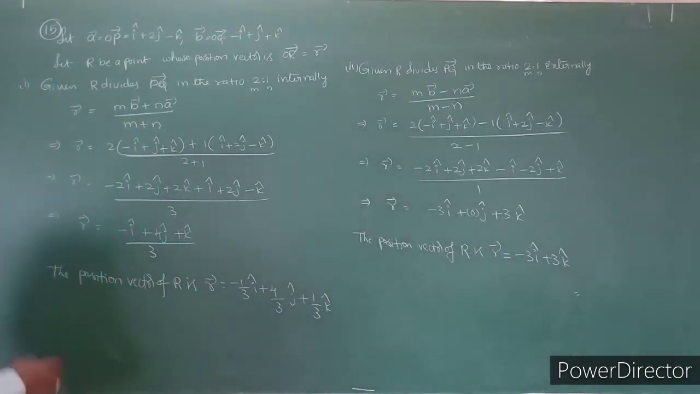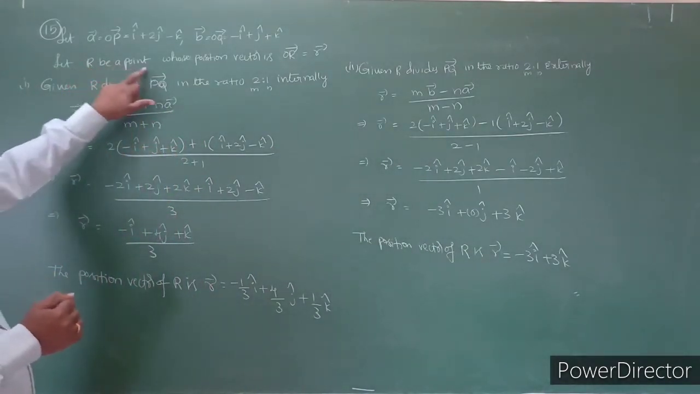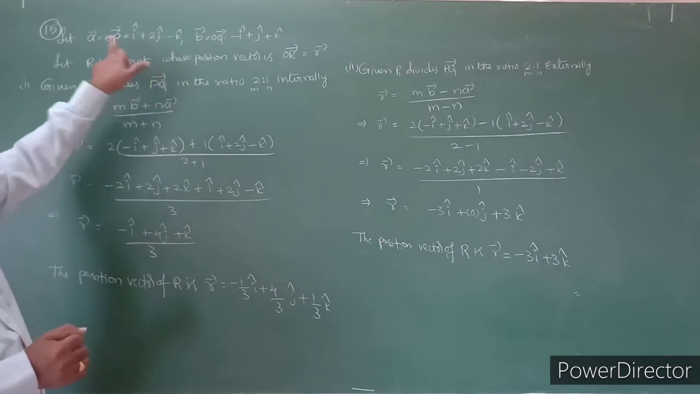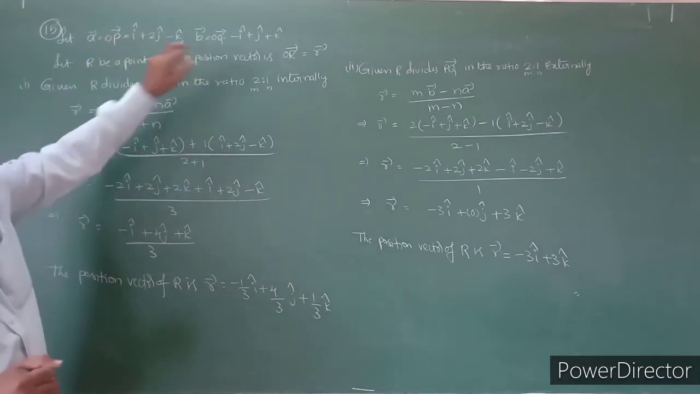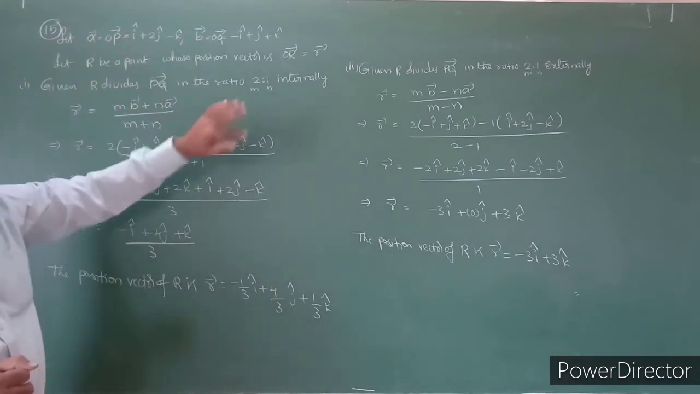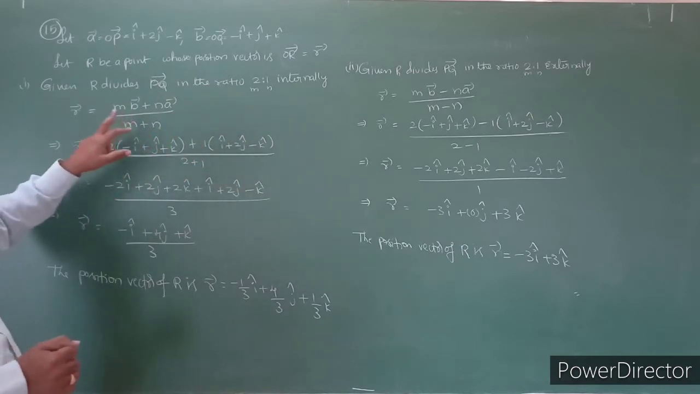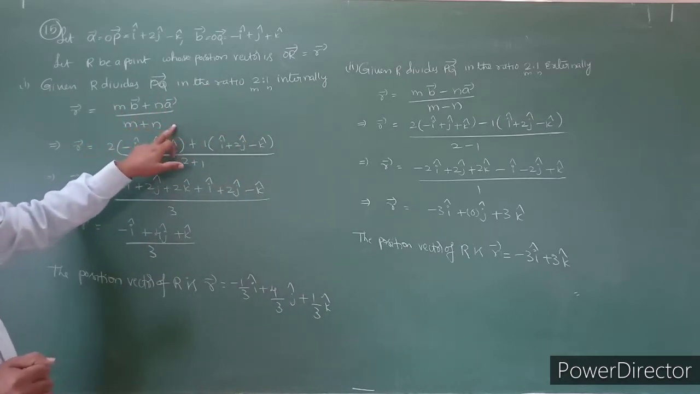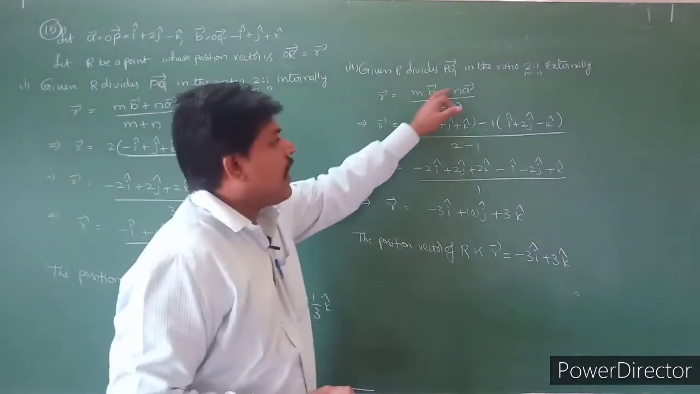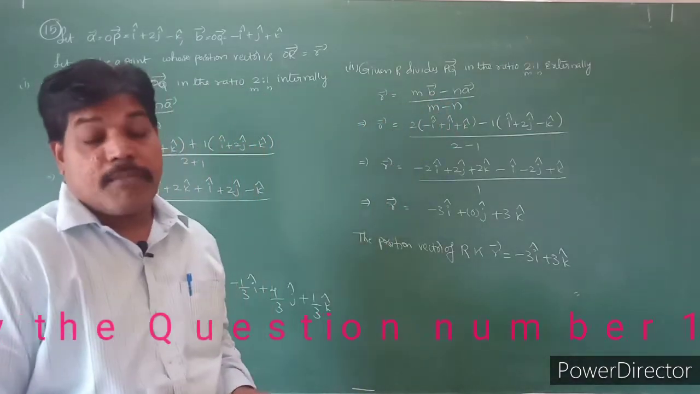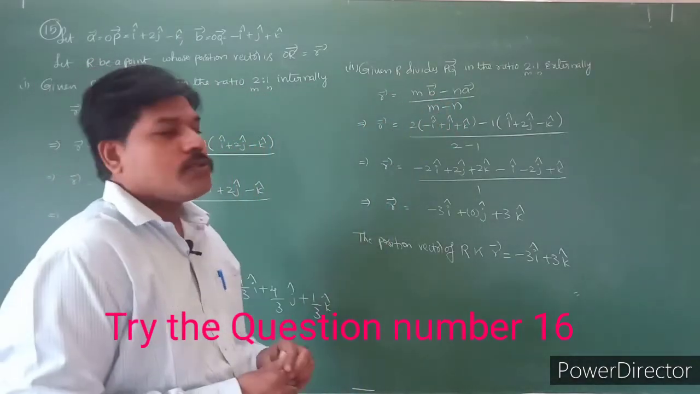So see that, students. R is a point that divides AB, that is PQ, in the ratio m:n internally and externally. Just use the formula (mb plus na) by (m plus n) and (mb minus na) by (m minus n). So practice that question.